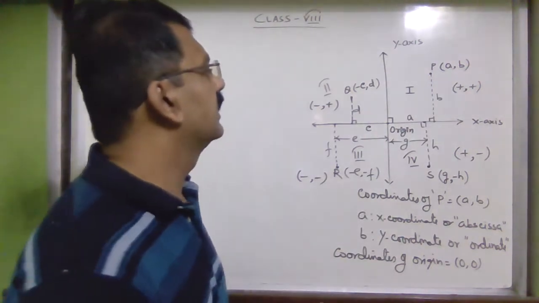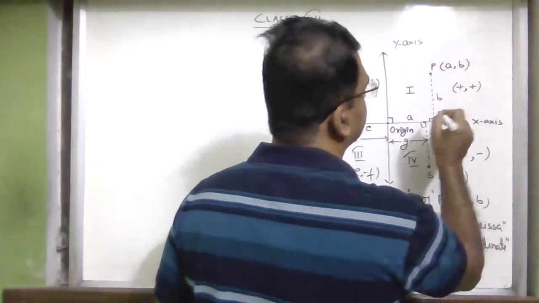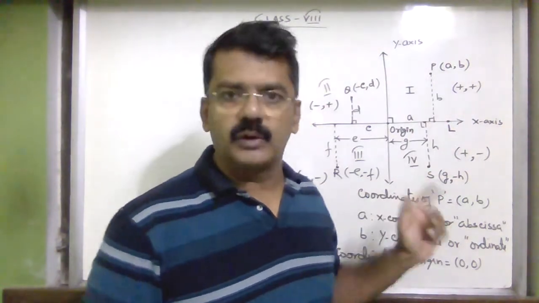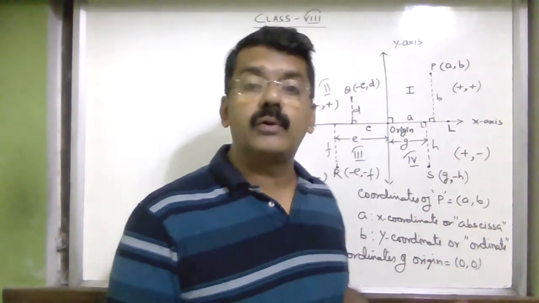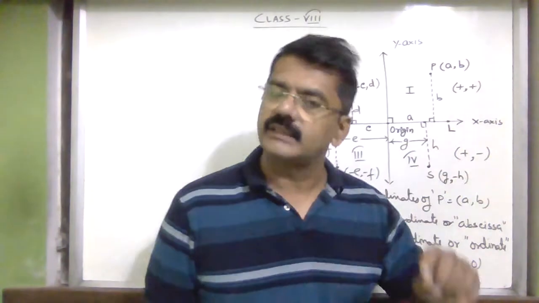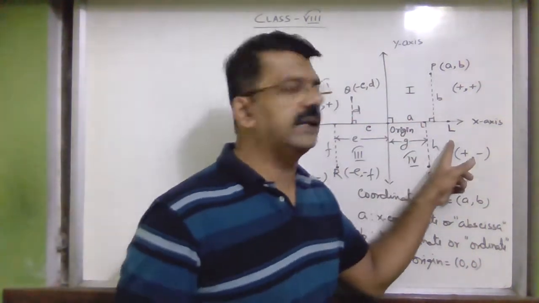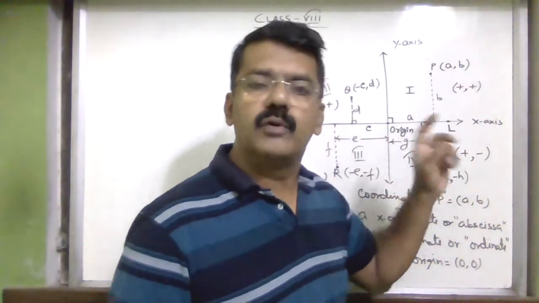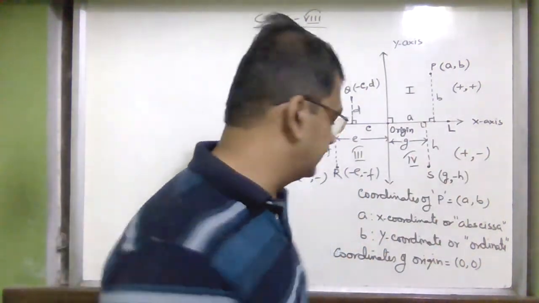Now one more thing. Suppose there is a point here, L. L is a point here on the x-axis. Now to reach that point L from the origin, you have to move a certain distance along x-axis, but you don't have to move any distance along y-axis. That means its y-coordinate will be 0 because we have to move only along the x-axis, not along y-axis. So the y-coordinate is 0.